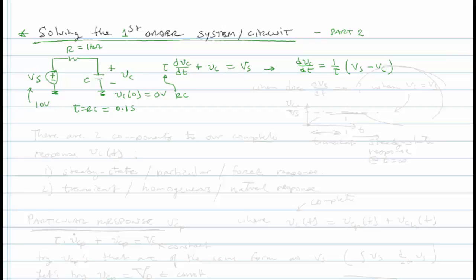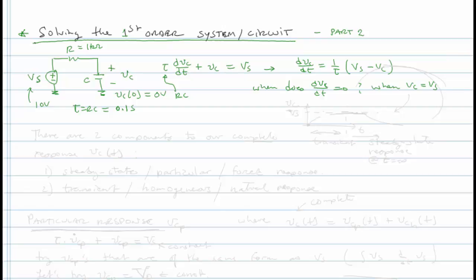So let's ask the question of when does the capacitor cease to charge? When does the time rate of change of the capacitor voltage go to 0? So when does dVc/dt equal 0? And the answer is right above here. It's going to be when Vc is equal to Vs. That's pretty apparent from the state equation, because it's when the right side is equal to 0.